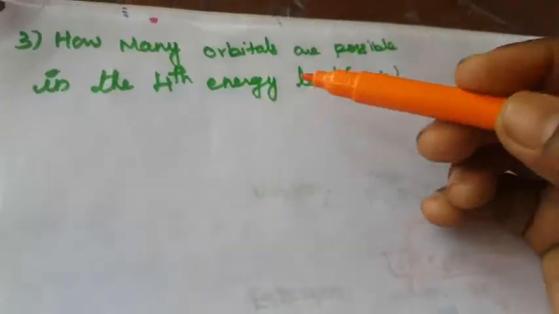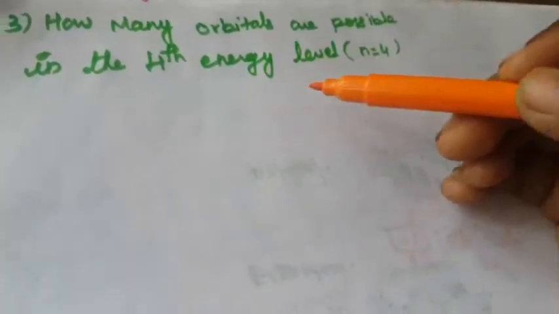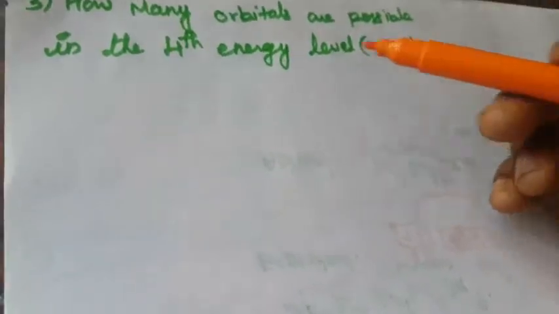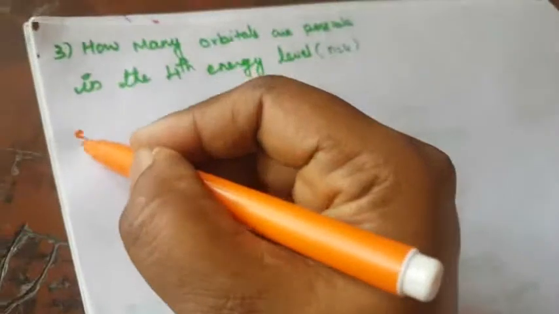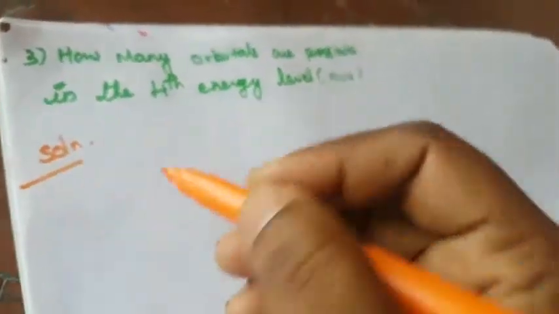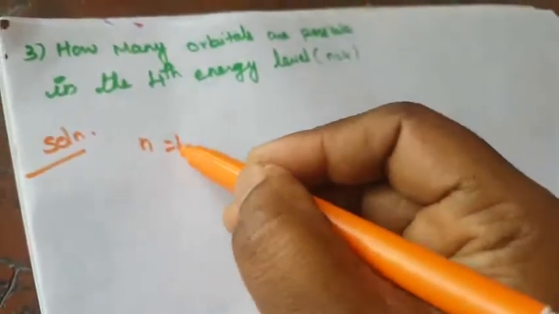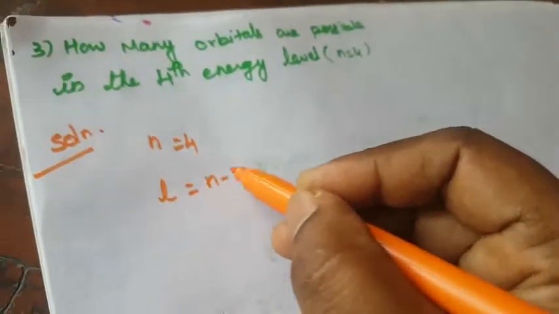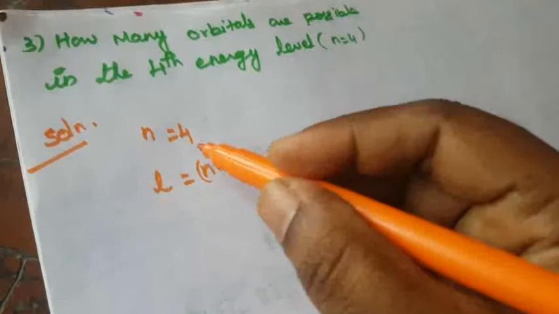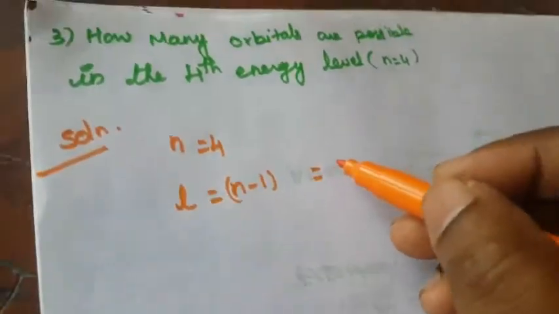Third one: how many orbitals are possible in the fourth energy level? N is equal to 4. So what is the solution? N is equal to 4 means what is the L value? The formula is N minus 1, that is 4 minus 1, which is 3.